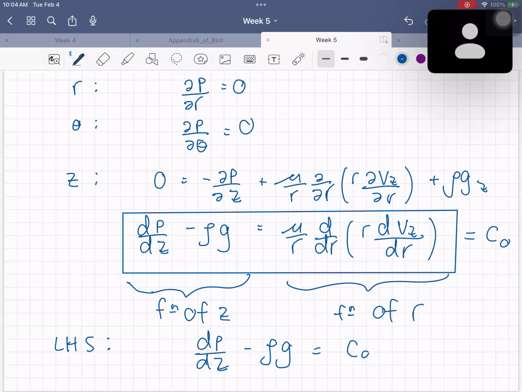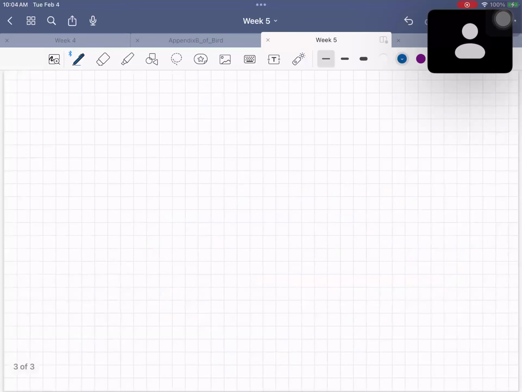Are you finished? All right, so do the integration. You get P equal to rho GZ plus C0 Z plus C1. So integrate the equation, you'll get another constant C1, all right?